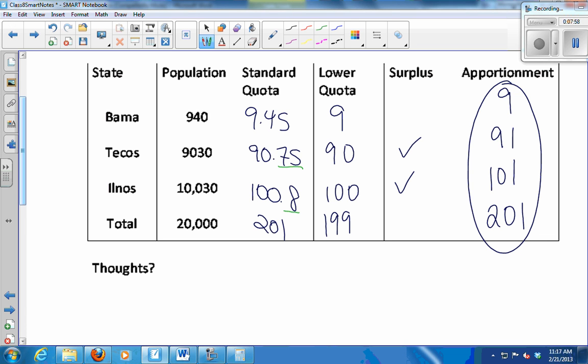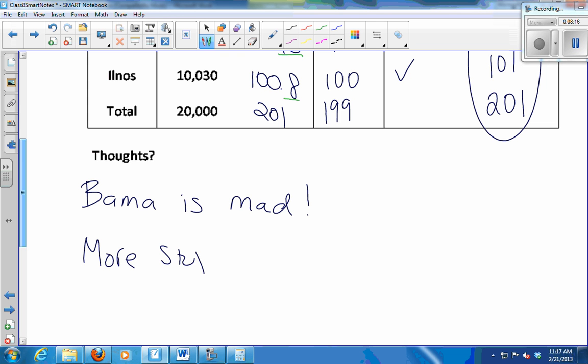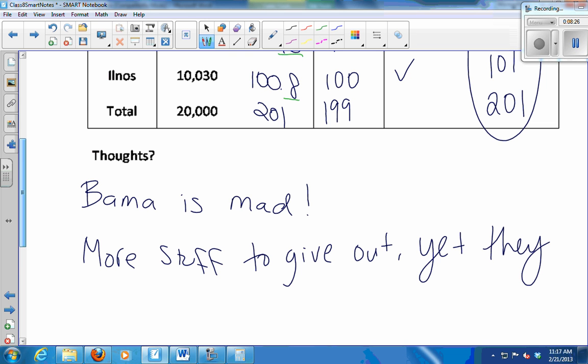It's like if we had more candy to give out and one of the kids got less candy. It seems very unfair, right? So Bama is really mad. More stuff to give out, yet they got less. Less than they did before.